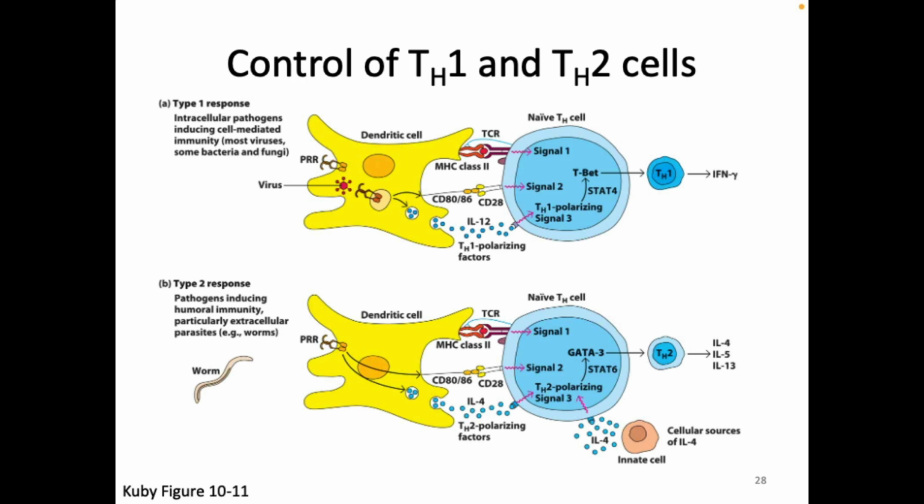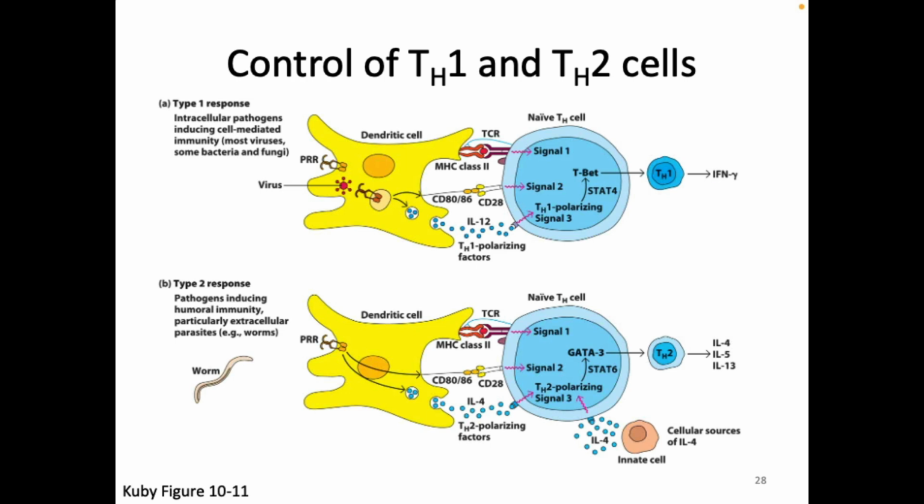What if we started with a parasitic worm? That might tell our dendritic cell to make IL-4. So our naive T cell might get pushed in the direction of becoming a Th2 cell. We might make some more cytokines like IL-4. They're going to help us get rid of that worm.